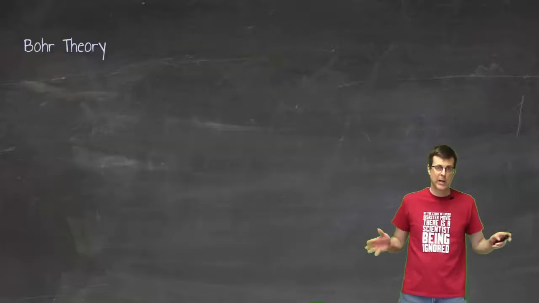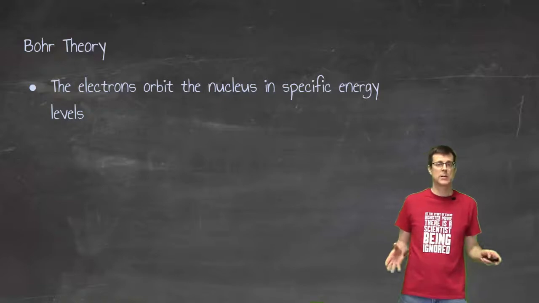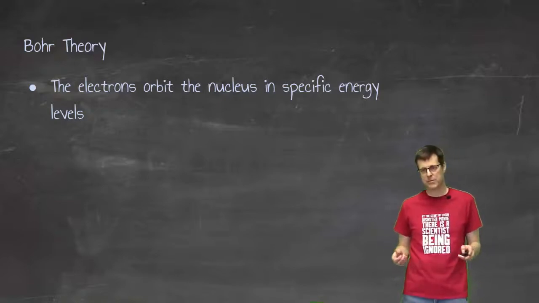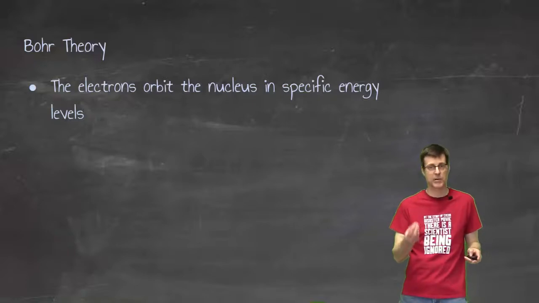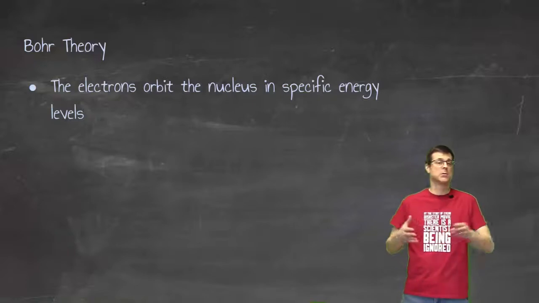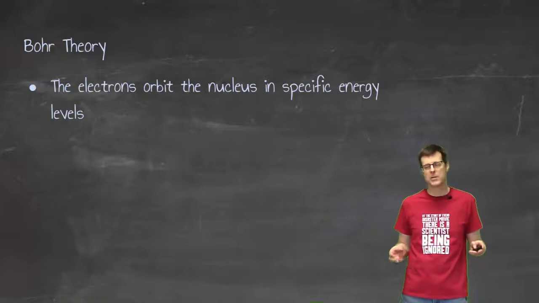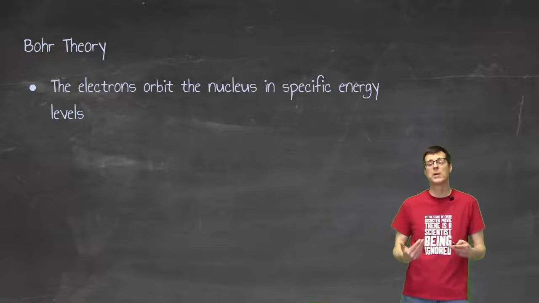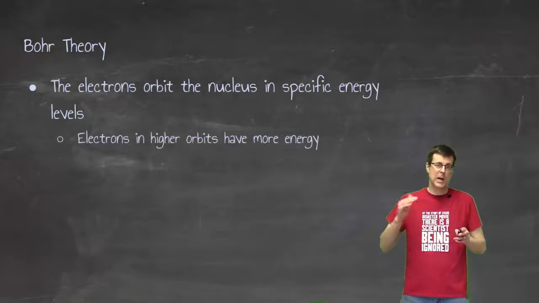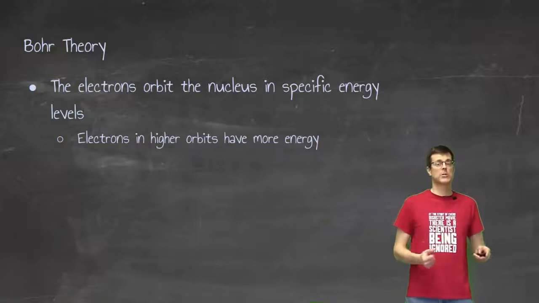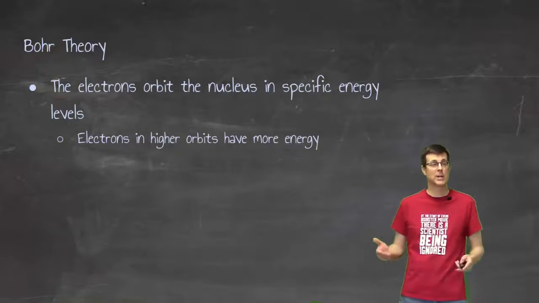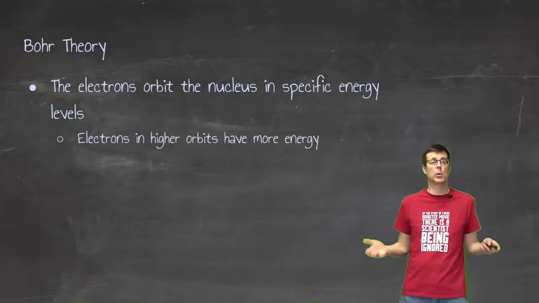If I then look at the statements of Bohr's theory, and I'm probably paraphrasing a few of them, he said that electrons orbit the nucleus in specific energy levels. I'm going to use the phrase specific energy levels all the time. I don't talk about shells, and I don't even really talk about orbits all that often. I'm going to talk about specific energy levels because I need you to keep hearing that so that you keep thinking that. Electrons in higher orbits generally have more energy. So an electron in the second energy level compared to an electron in the first energy level will have more energy.